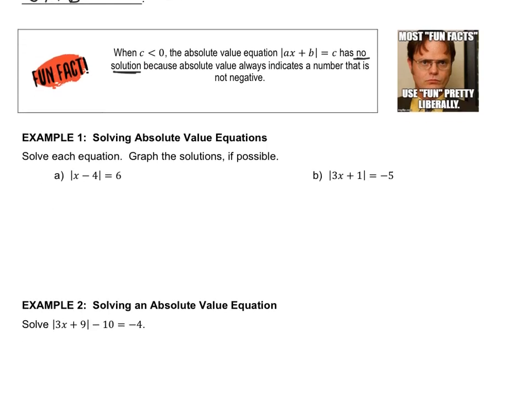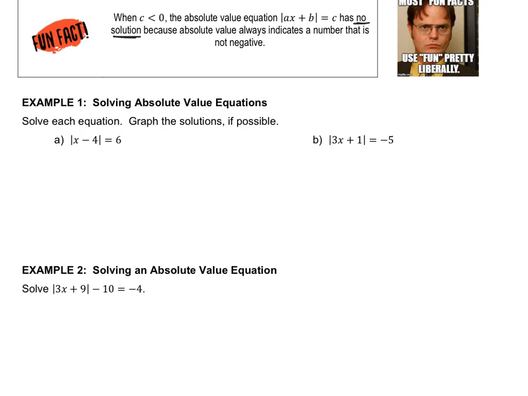So here we go, example 1. We're going to solve each equation, and then we're going to graph it if possible. So I'll show you how we do that. But in order to do this, we need to solve two different equations. One equation is going to say x minus 4 equals 6. The other equation is going to say x minus 4 equals -6, because they both have the same absolute value.